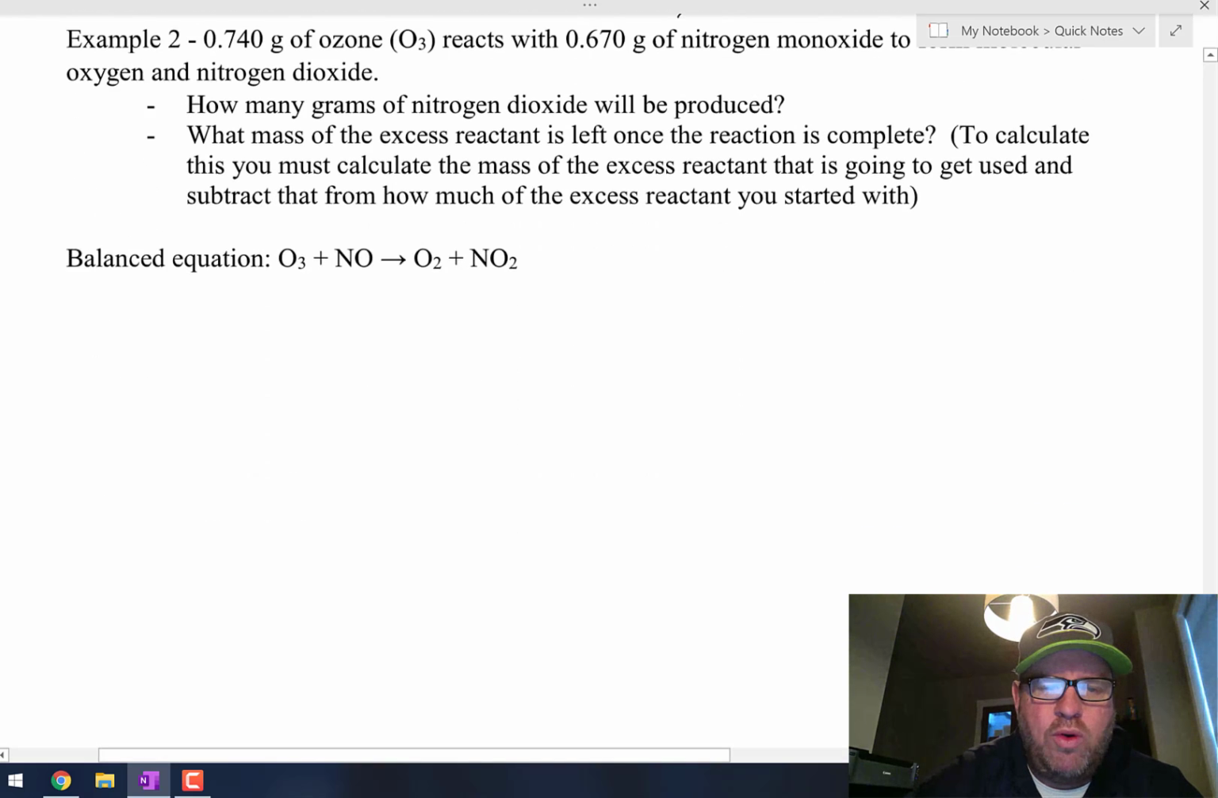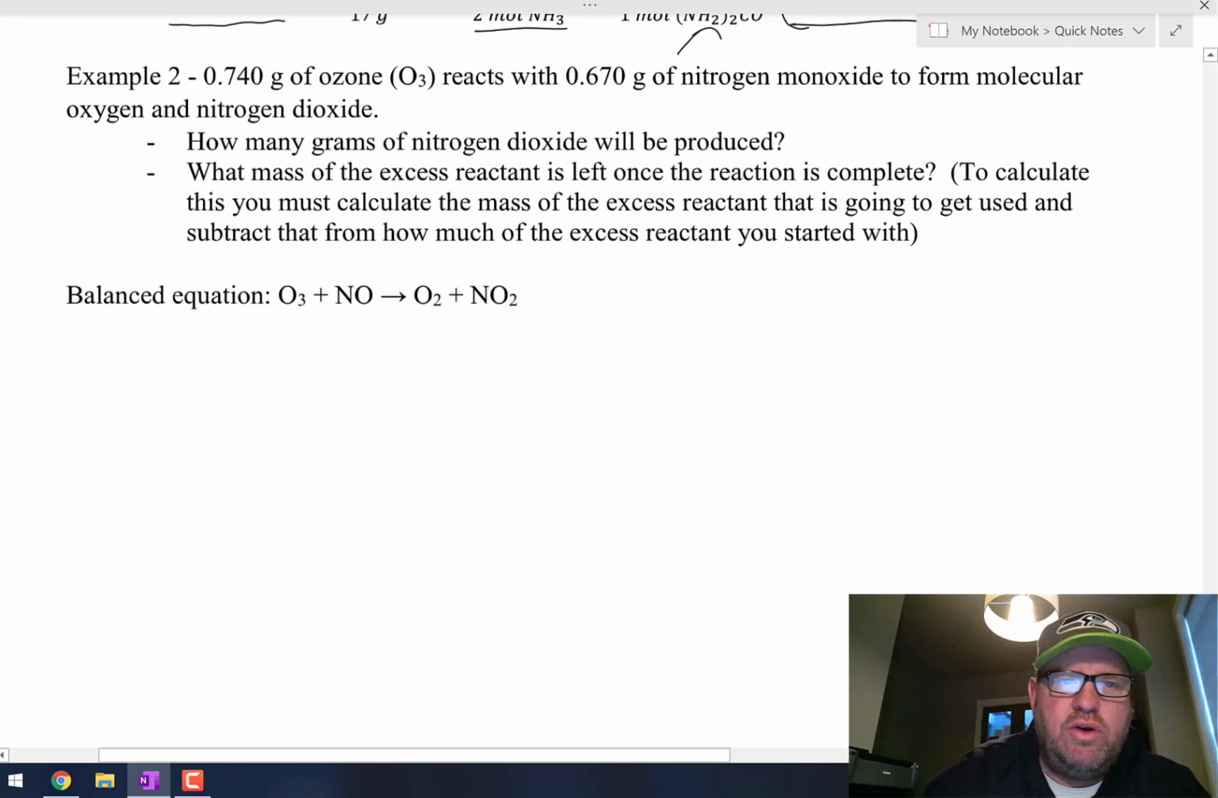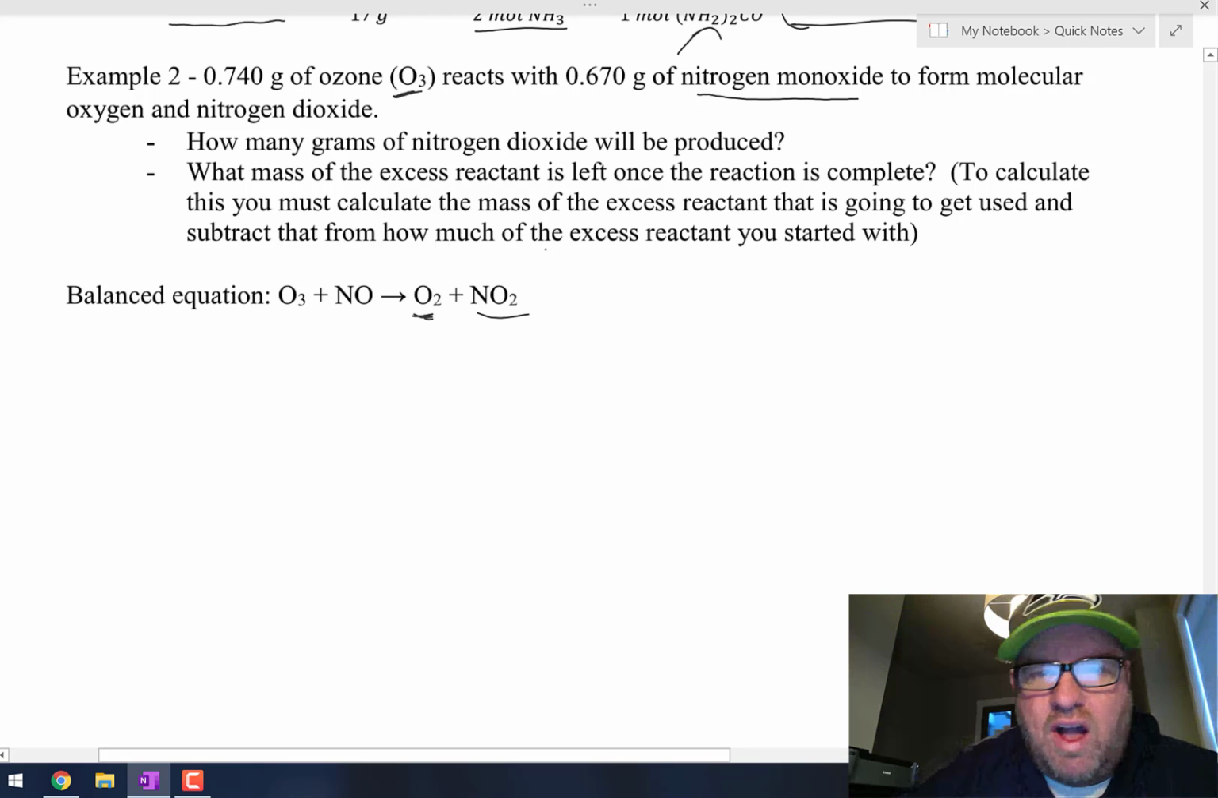Okay, one more example. 0.740 grams of ozone, O3, reacts with 0.670 grams of nitrogen monoxide to form molecular oxygen, which is this, and nitrogen dioxide. Okay, how many grams of nitrogen dioxide will be produced?